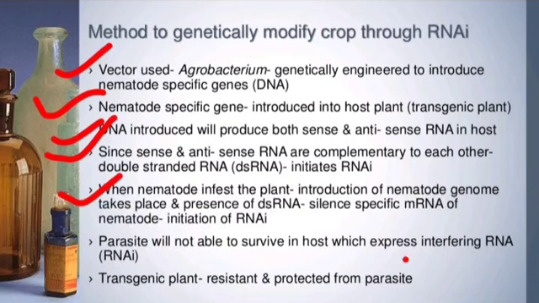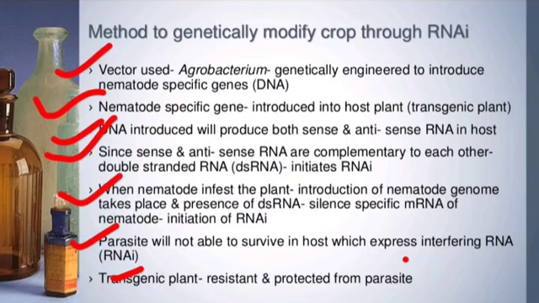So whenever nematodes enter the plant, in this case the roots of the tobacco plant, they infest it. When they infest the plant, introduction of that nematode genome takes place, and the presence of this double-stranded RNA silences the specific mRNA of the nematode. The mRNA translation process is stopped there. The parasite will not be able to survive in a host which expresses interfering RNA. That is called RNA interference. The transgenic plant is resistant and protected from the parasite.